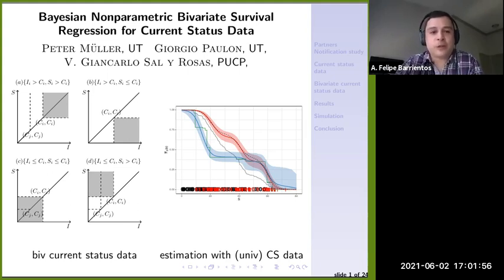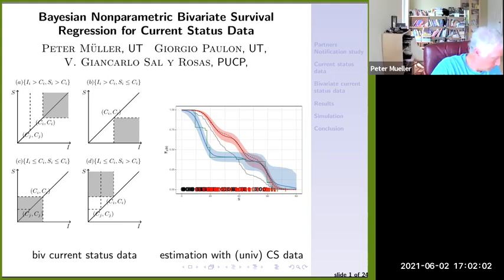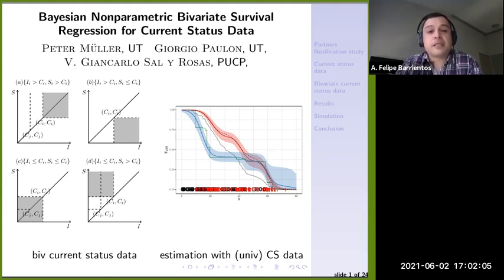I have the pleasure of introducing Professor Peter Müller as today's speaker. Peter is a professor in the Department of Statistics and Data Sciences and in the Department of Mathematics at the University of Texas at Austin. His research interests focus on non-parametric Bayesian inference, Bayesian adaptive clinical trial design, Bayesian bioinformatics, optimal design and decision problems, and computational methods for Bayesian inference. The topic of his talk today is Bayesian non-parametric bivariate survival regression for current status data. Peter, thank you so much for accepting this invitation. And without further ado, please join me in welcoming Peter.